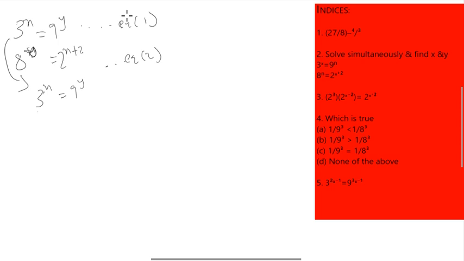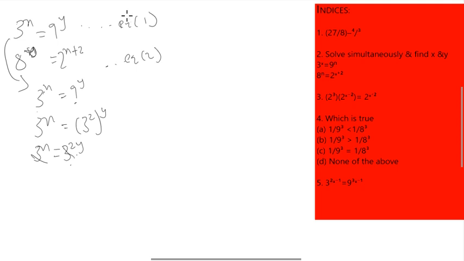This 9 now, we can make it 3 raised to power something. So we can make it 3 raised to power 2, and once we do that, we'll be able to cancel out the base. So we have 3 raised to power x is equal to 3 raised to power 2, then raised to power y. So this is 3 raised to power x is equal to 3 raised to power 2y. Because the bases are the same, you cancel out. Whenever the bases are the same, you can cancel out.